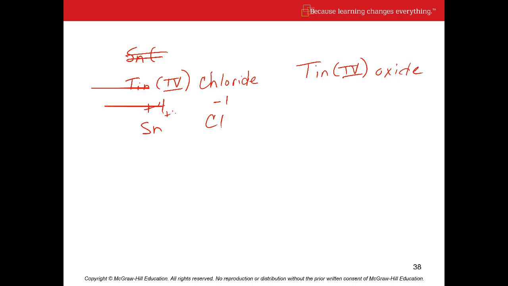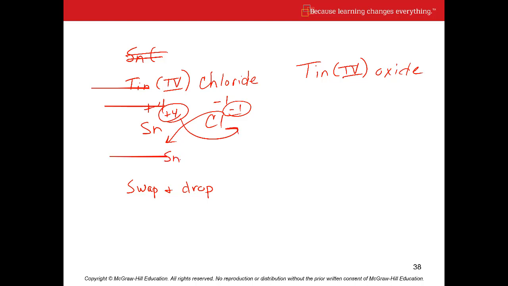Now, +4 and -1. What I do is called swap and drop. So I take whatever my charge is for this one and put it down here, and I take whatever my charge is for that one and put it down there. What that makes is Sn1, and remember we don't write ones, Cl4. That's from the swap and drop. Okay, pretty simple.